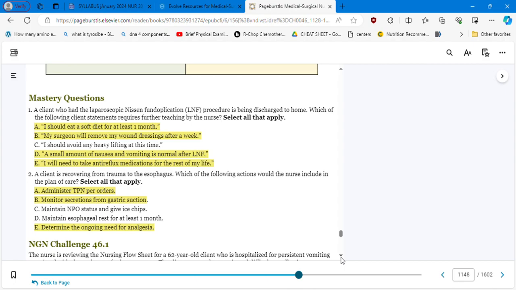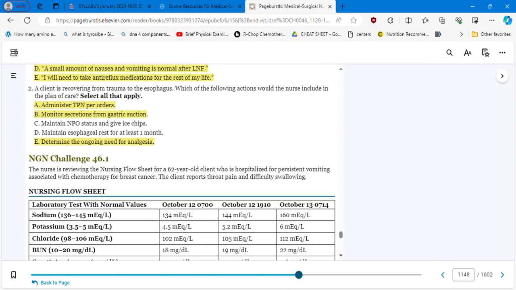I should eat a soft diet for at least 1 month. That's good. My surgeon will remove my wound dressing after a week. Okay. I should avoid any heavy lifting at this time. It's not only at this time, but you should avoid heavy lifting for a long period. A small amount of nausea and vomiting is normal after laparoscopic Nissen fundoplication. I will need to take anti-reflux medication for the rest of my life.